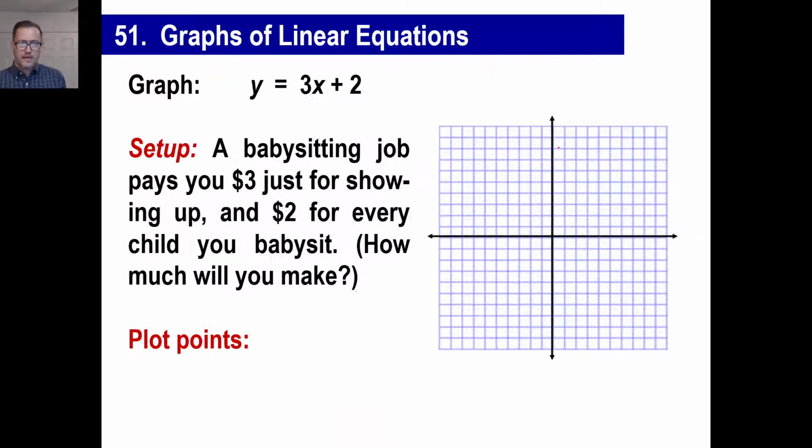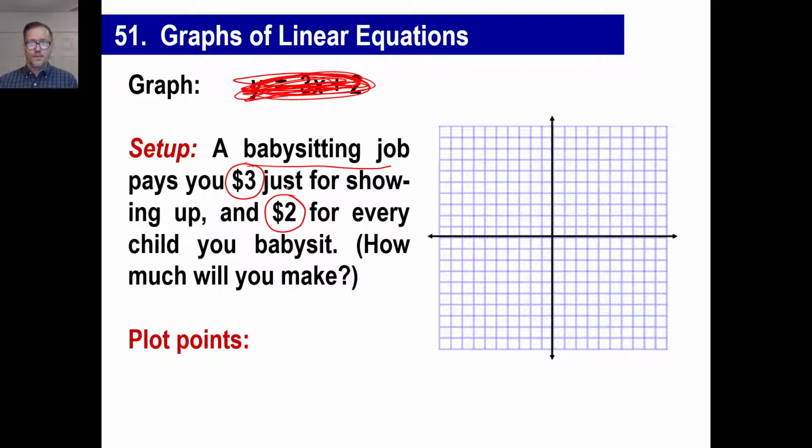Here's another one. Let's say you're a babysitter, okay? And let's go here and go, a babysitting job, you get $3 just for showing up. All right, which means this is wrong. I'm going to cross that out. You get $3 just for showing up. Let's say you're at homeschool mom's night out. Okay, you get $3 just for showing up and being willing to babysit whoever shows up. Plus, you're going to be there for an hour. You get $2 for every kid that shows up. Well, how much money are you going to make? Obviously, it depends on what?